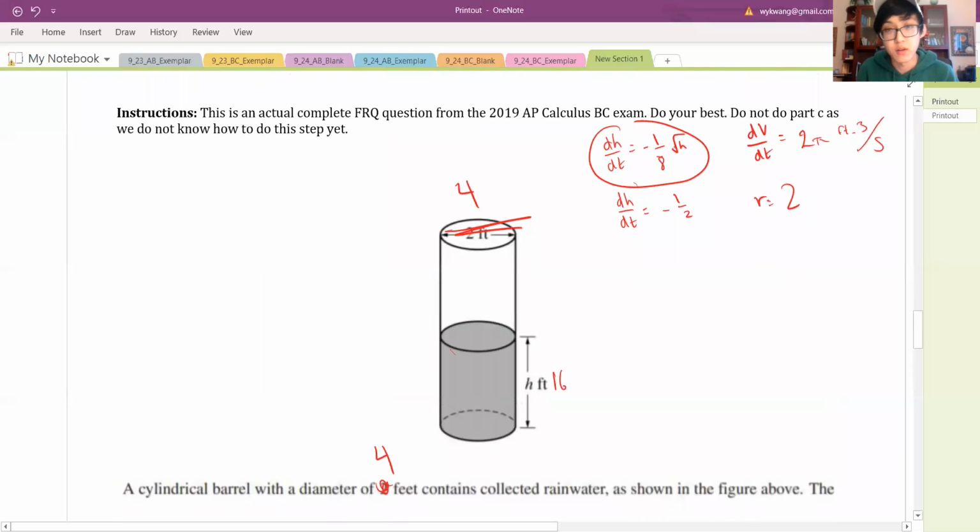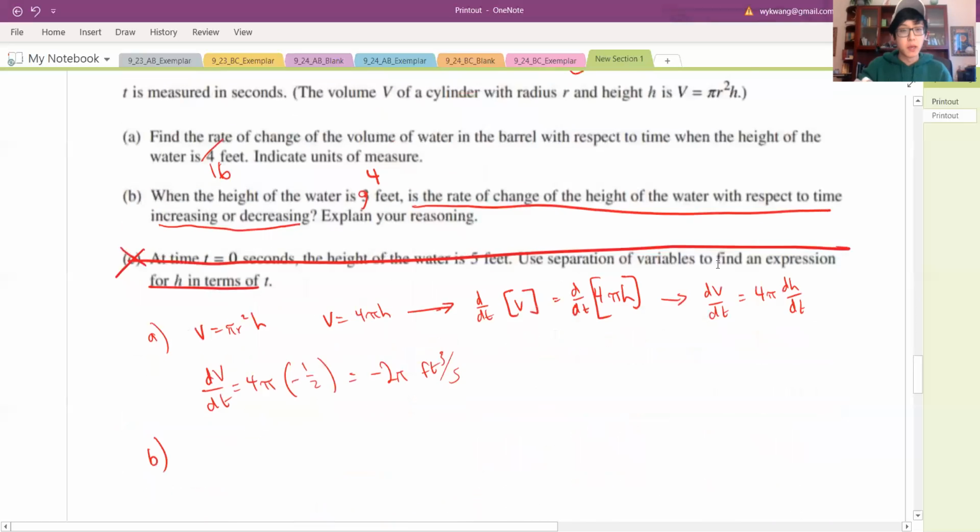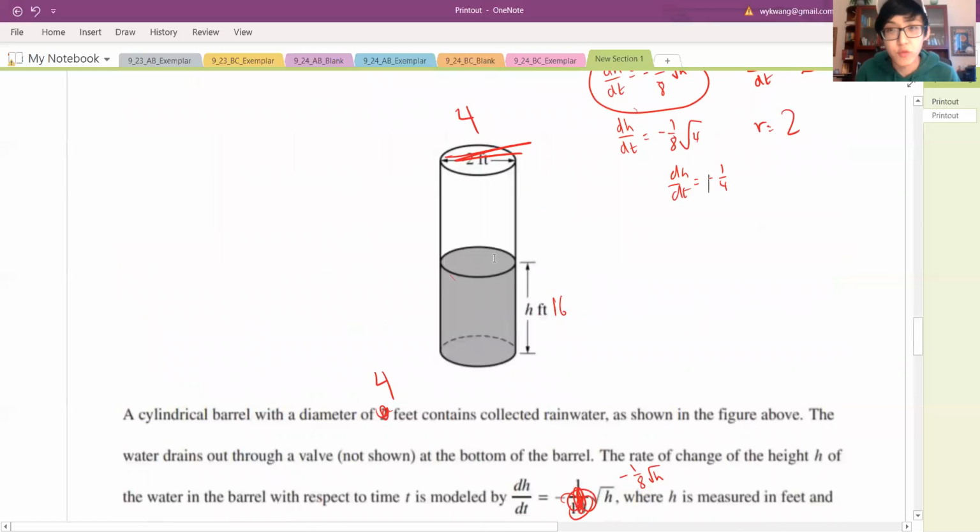Well, we can already figure out what the height of water is. So I'm trying to get you to think about this. The rate of change of the height of water at 4 feet is going to be negative the square root of 4 over 8, which is negative 2 over 8, which is negative 1/4, right? So in this case, dh over dt is equal to negative 1/4. But this is asking us, is this rate of change increasing or decreasing? So is negative 1/4 increasing or decreasing?